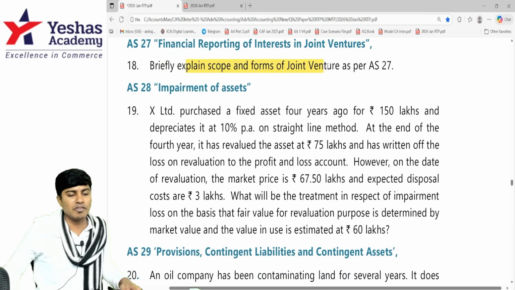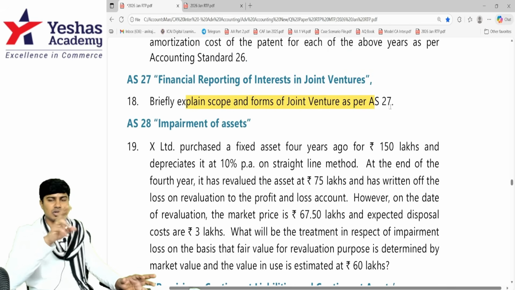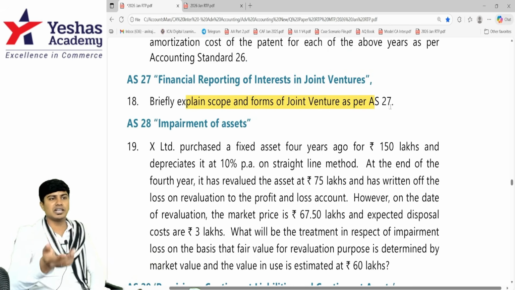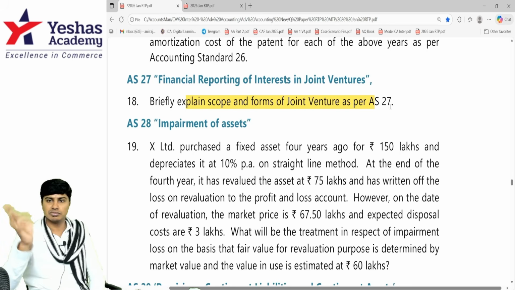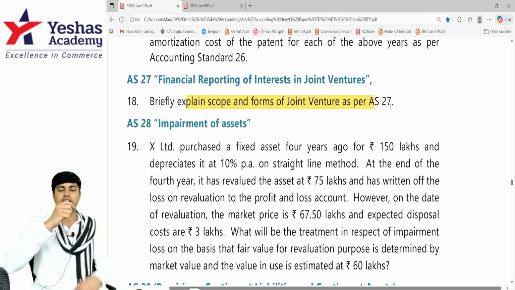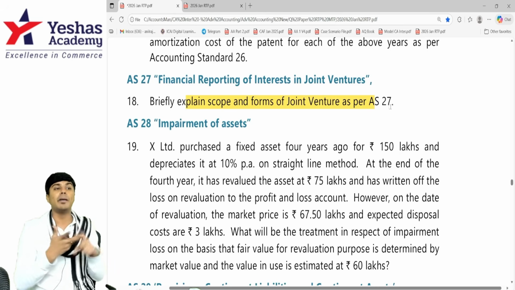Briefly explain the scope and forms of joint venture. Scope of joint venture. Joint venture is an entity where two or more parties have jointly controlled it. They have more than 20%, but they don't have more than 50%. They have substantial interest, but they don't have control. And in that case, it can be jointly controlled entity, jointly controlled assets, or jointly controlled operations.